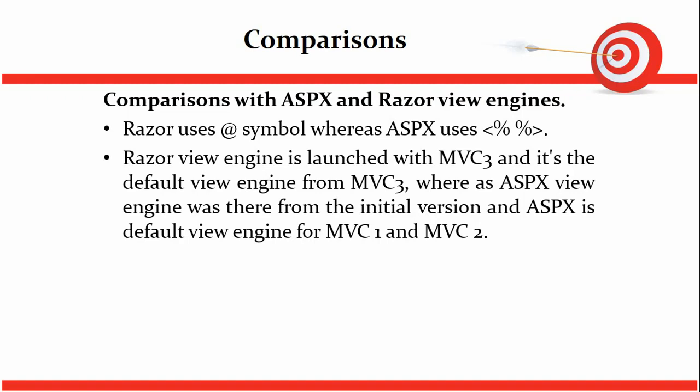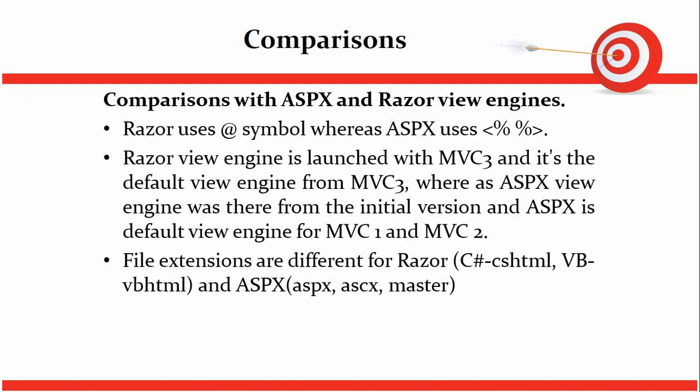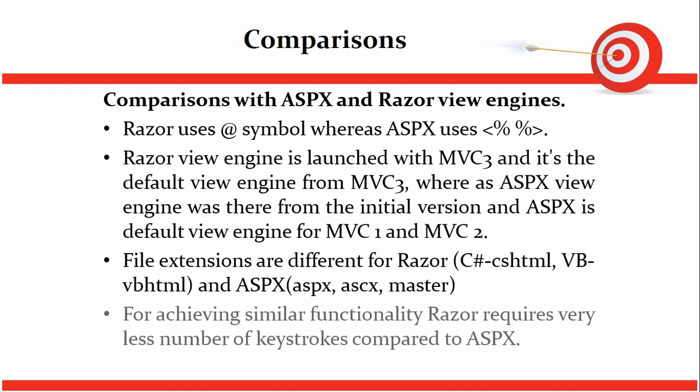But when it comes to the Razor view engine, you'll have only one file. The file name will be .cshtml. Okay, that's the next point. So C#, CSHTML, and in ASPX you have ASPX, ASCX or .master. Like that, you have different types of file extensions.